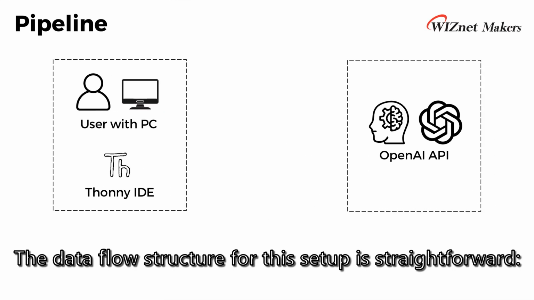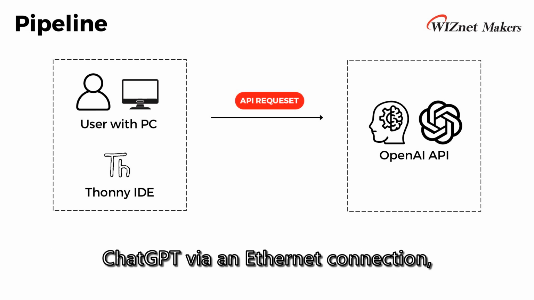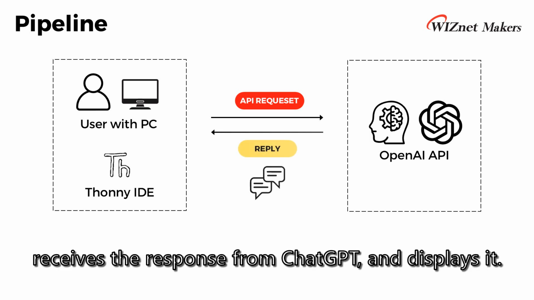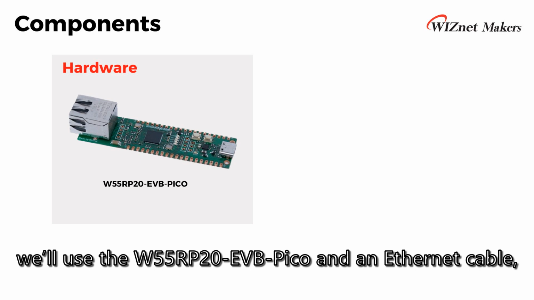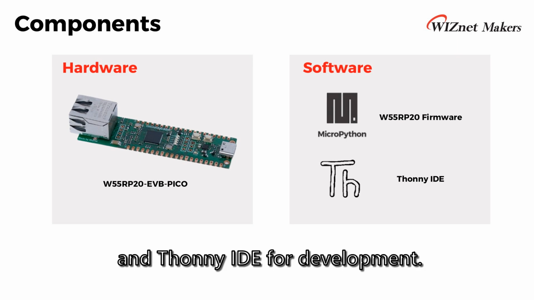The data flow structure for this setup is straightforward. The W55RP20-EVB-Pico board sends user input to ChatGPT via an Ethernet connection, receives the response from ChatGPT, and displays it. For this project, we'll use the W55RP20-EVB-Pico and an Ethernet cable, with MicroPython as the programming language and Thonny IDE for development.